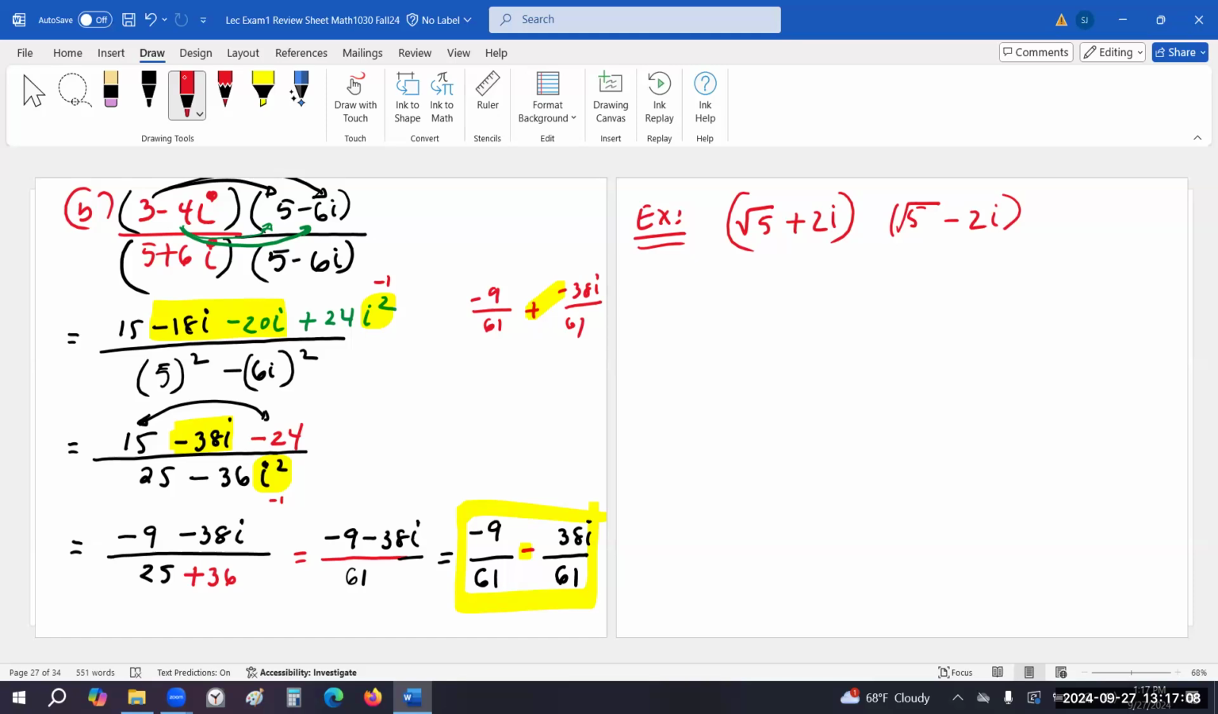So we don't have to use FOIL. Yes, you could definitely use FOIL, but you don't have to. You can simply take your first term and your last term and square them. Our first term is square root of 5, second term is 2i. Whenever we multiply any conjugates, we get the same thing: the first one squared minus the second one squared. What is square root of 5 squared? 5, because they cancel out. And what is 2i whole thing squared?